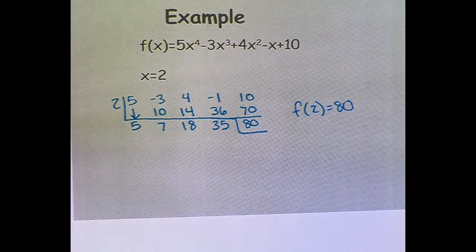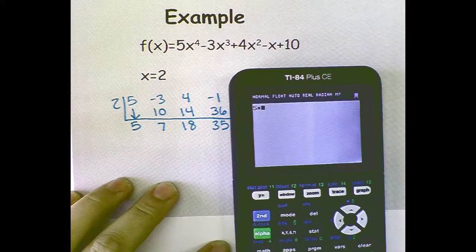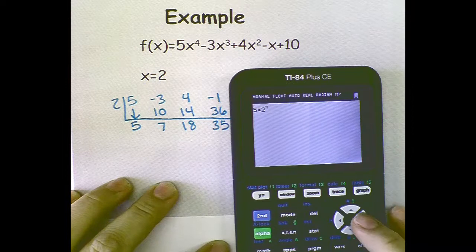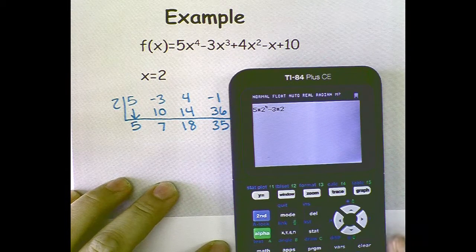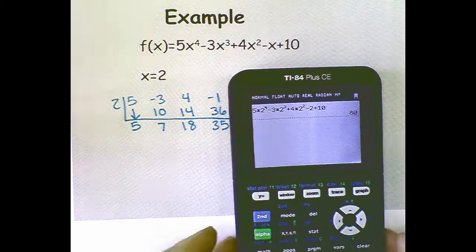If you don't believe me, we can grab a calculator and double check it. So I want 5 times 2 to the 4th power minus 3 times 2 to the 3rd power plus 4 times 2 squared minus 2 plus 10. Oops, plus 10. And look at that, I got 80. It works.